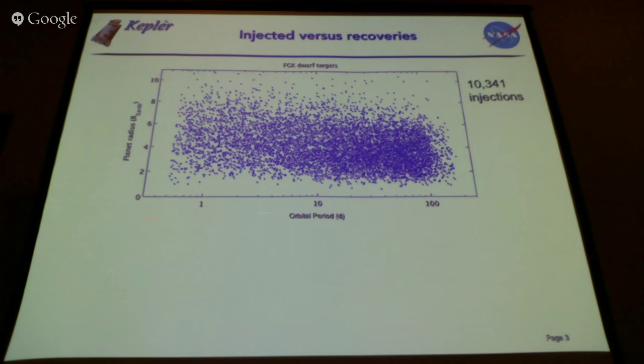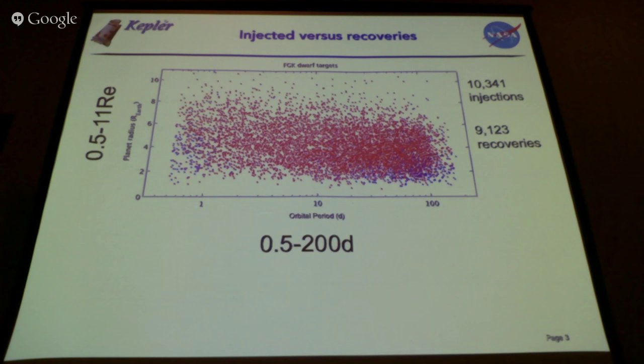This is orbital period on the x-axis and planet radius on the y-axis. The blue is all of the injections, it's 10,000 injections across the focal plane. The periods range from 0.5 to 200 days, and the size is from 0.5 to 11 Earth radii. The red points are the successfully recovered injections, and I realized watching Andrew's talk yesterday that Terra uses the exact opposite color coding system for showing their recoveries, so I'll just reiterate, red is the recoveries, blue is what we missed.